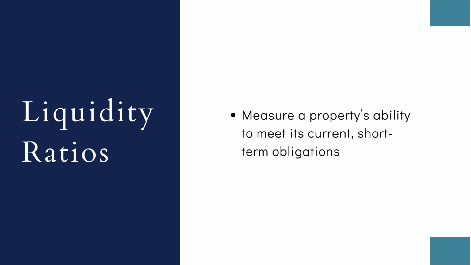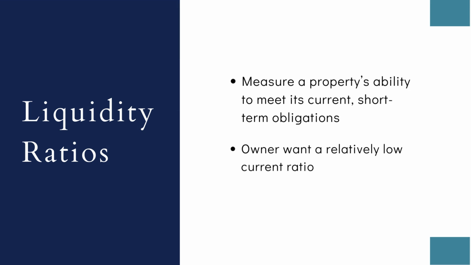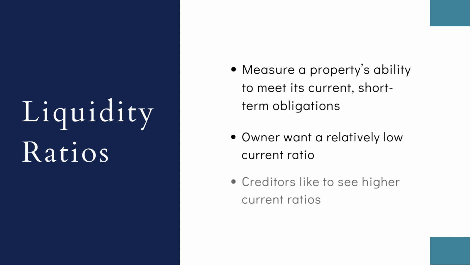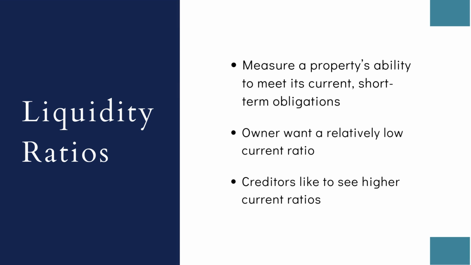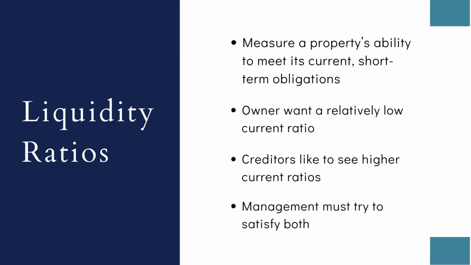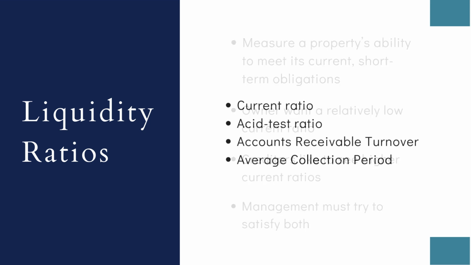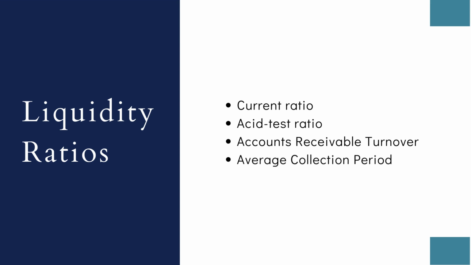Considering the makeup of current assets, tying up funds in assets like cash or inventory might not be as productive as investing in long-term assets. Therefore, current assets tend to be lower in the hotel industry, resulting in lower liquidity ratios. On the other hand, creditors generally favor higher current ratios, as this signifies the property's ability to fulfill short-term obligations. Balancing these considerations, management seeks to maintain working capital and liquidity that pleases both owners and creditors, ensuring seamless operations. Delving into the specifics, the USALI presents 4 liquidity ratios: current ratio, acid test ratio, accounts receivable turnover, and average collection period.